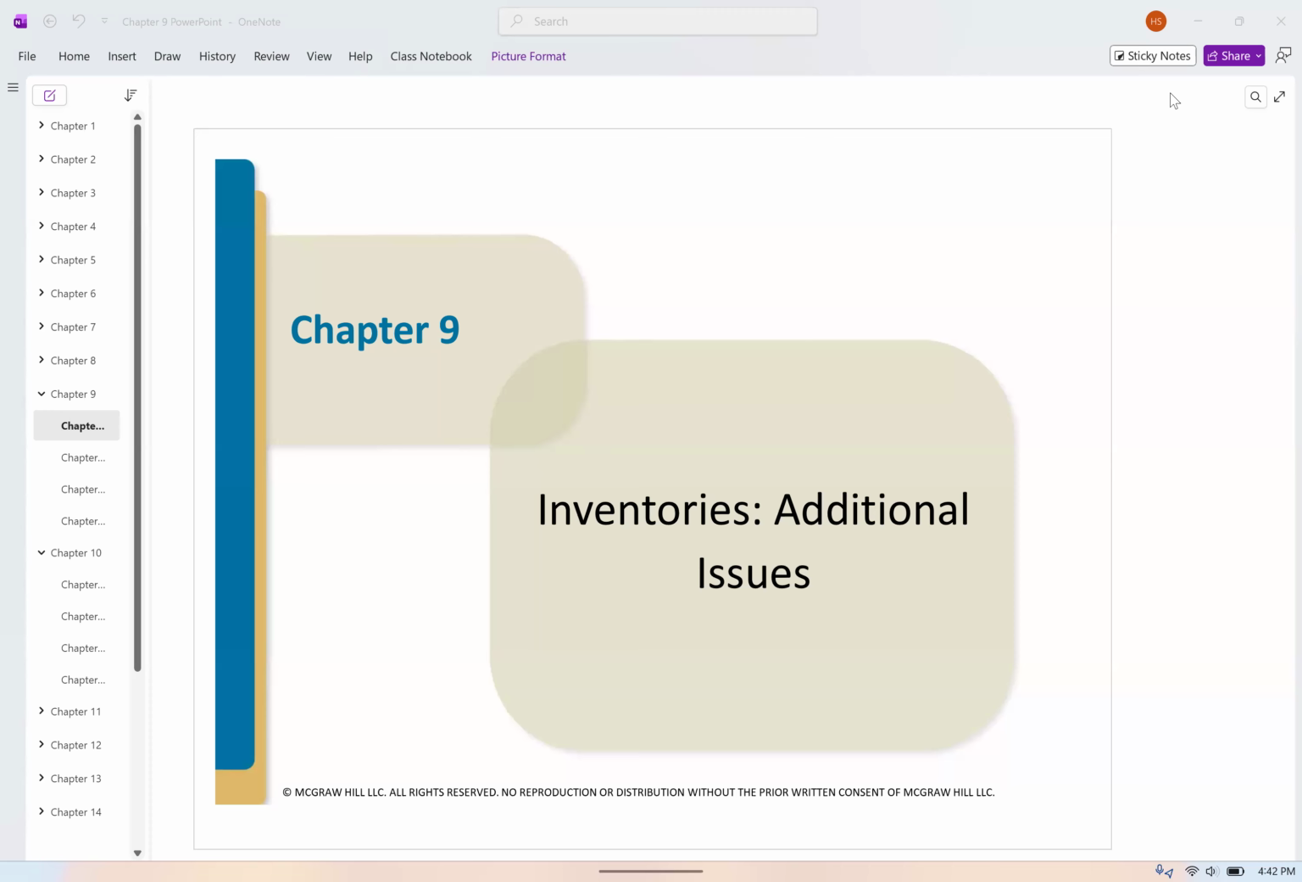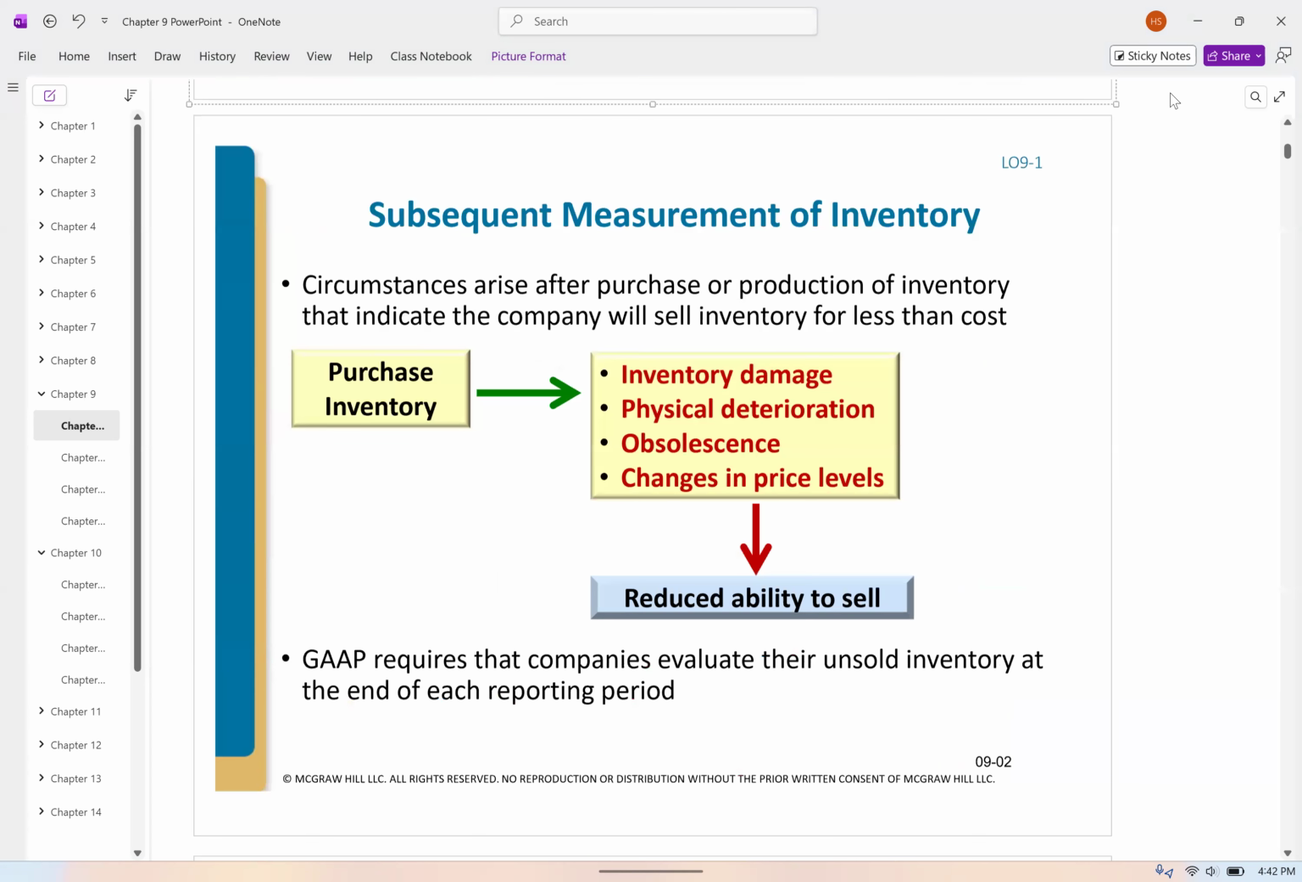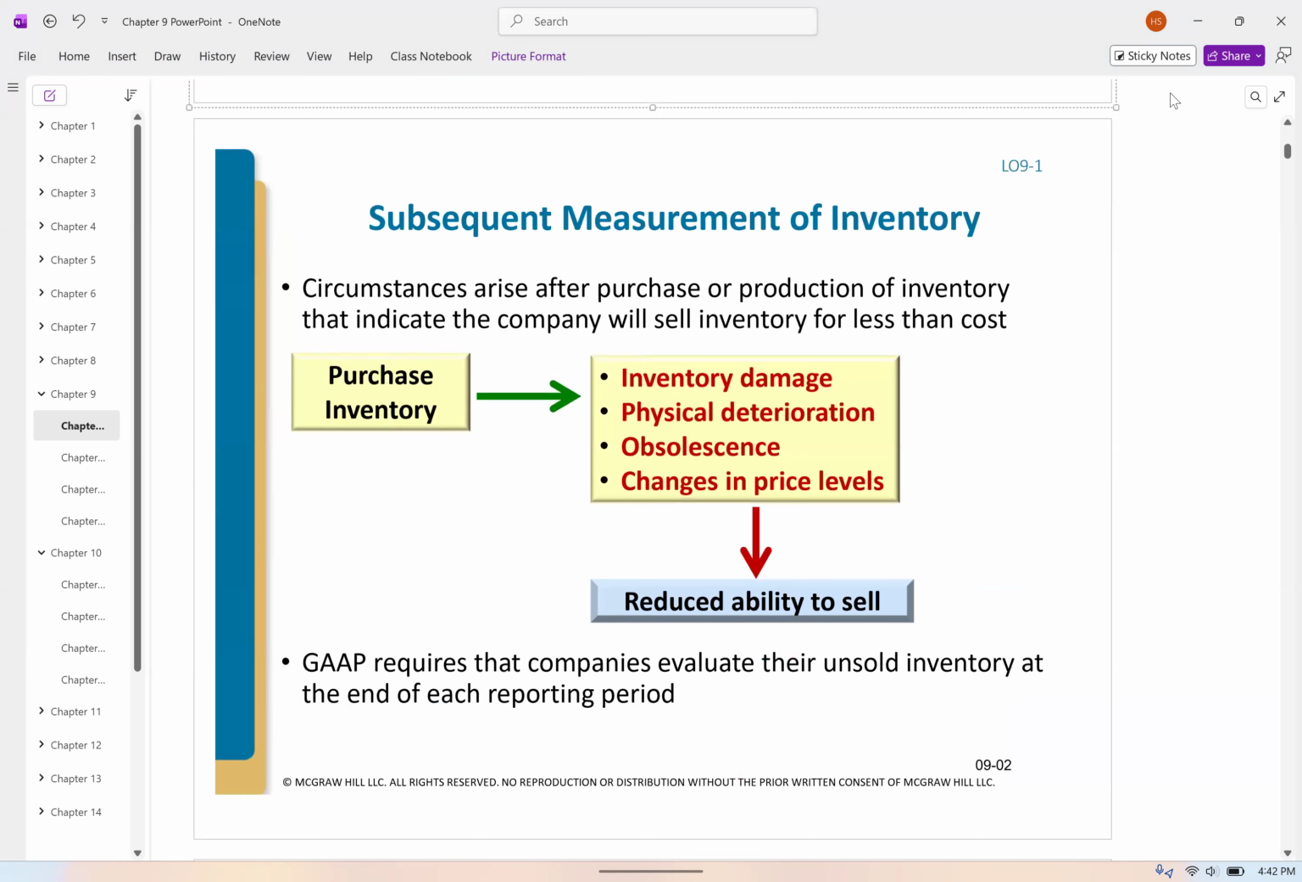All right, we are on chapter 9 and we're picking up. Chapter 8 was about inventories, and now we're going to be talking about some more issues that revolve around inventory. So first thing, let's talk about what happens when we buy inventory and put it in our warehouse. Things can happen to that inventory.